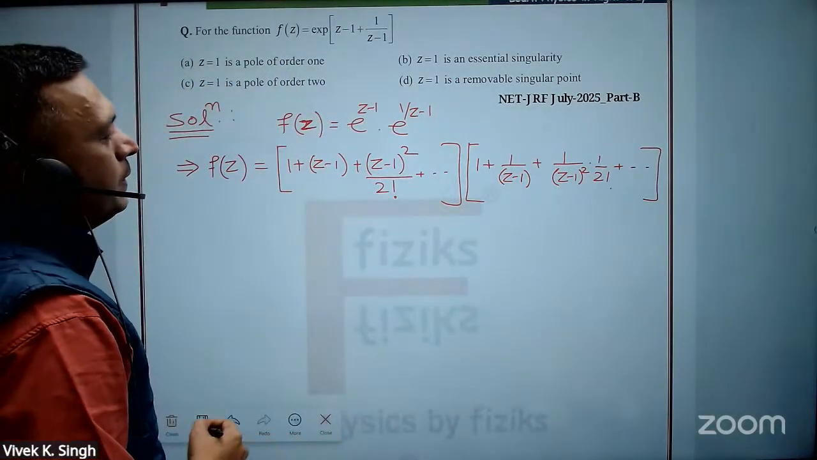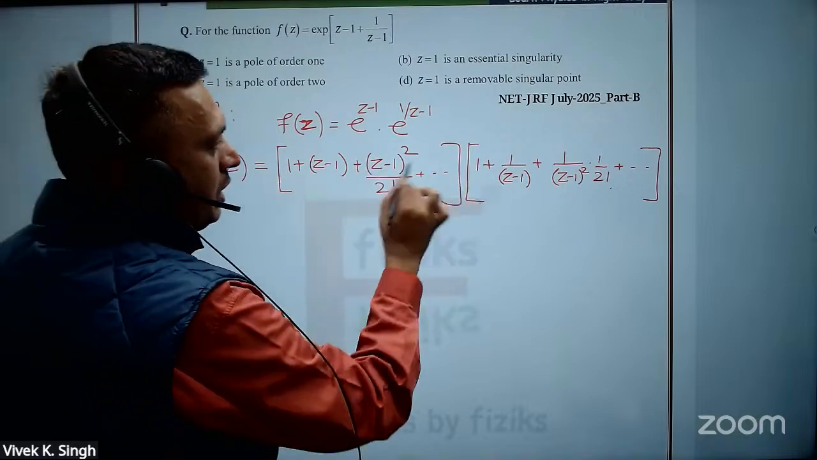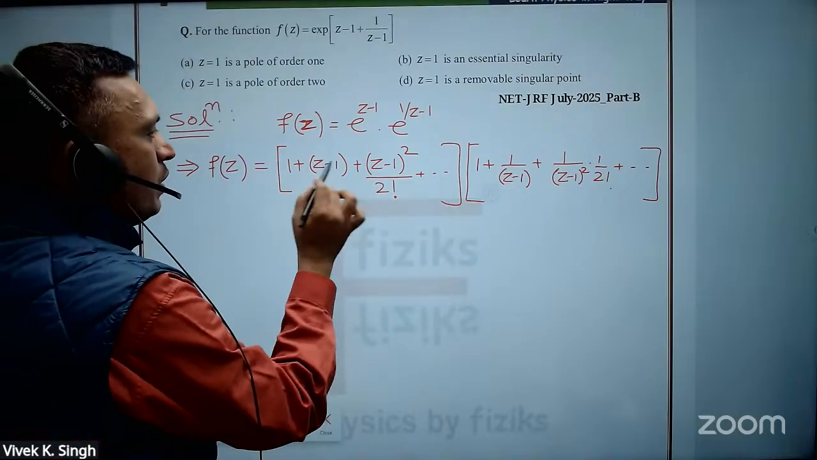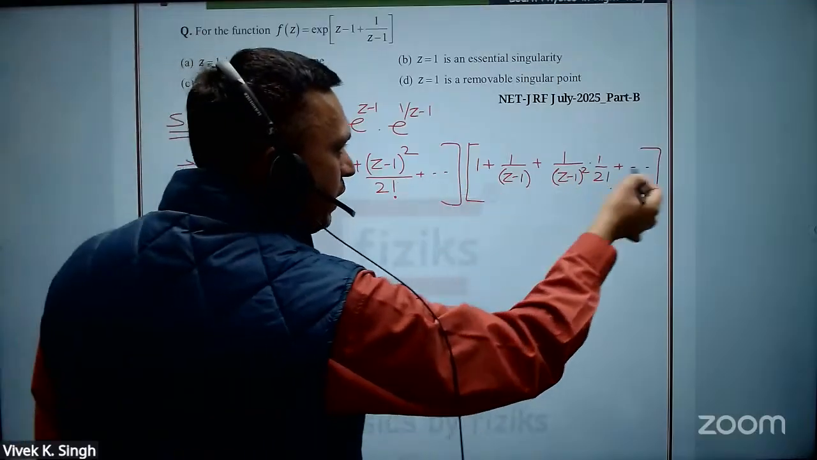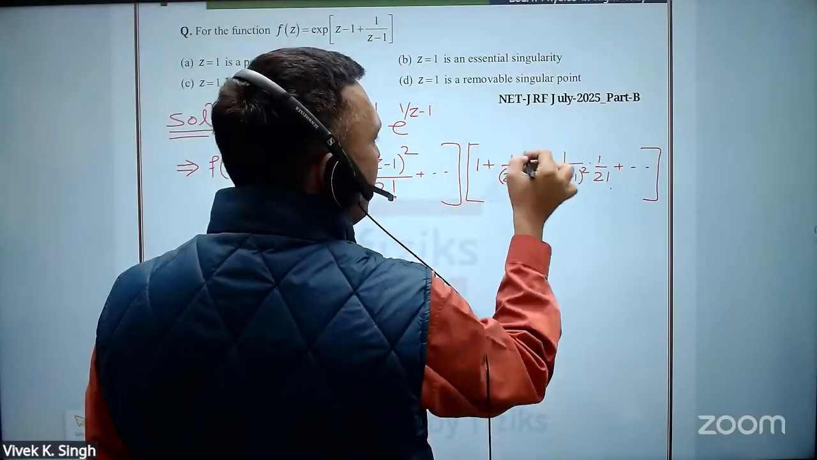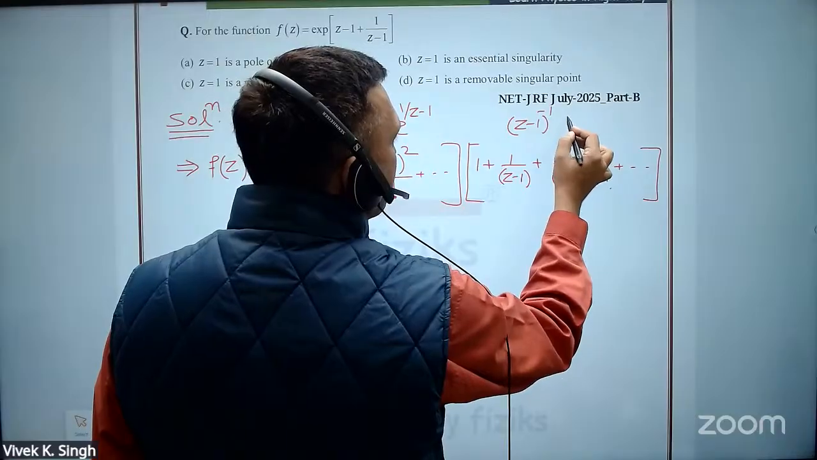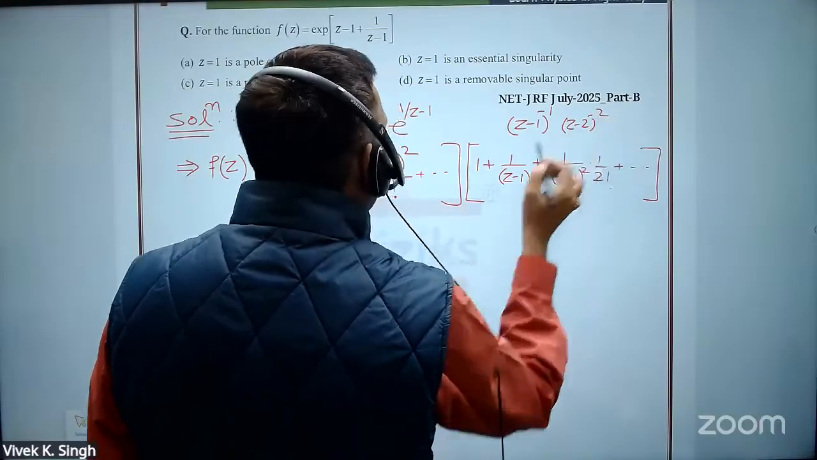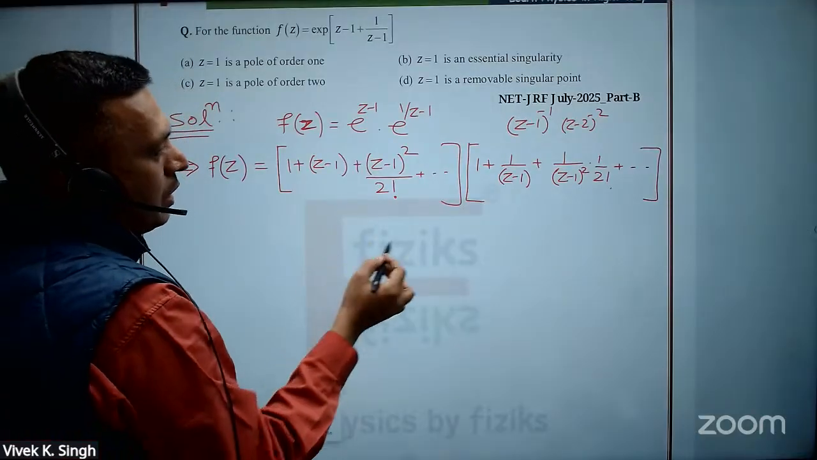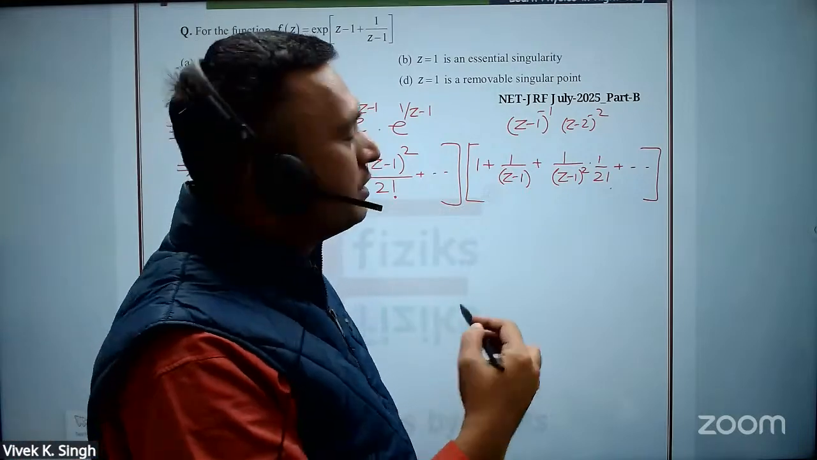Is it clear? If you multiply these two terms, one by one, you will get an infinite number of powers of z minus 1. Here you will get z minus power 1, this is z minus power 2. So they are negative powers, and this is the positive power. So you have to see the negative powers. At z is equal to 1, the function will be singular.